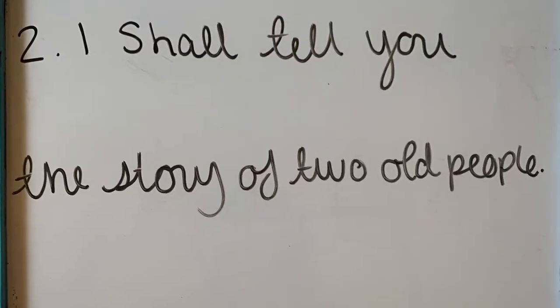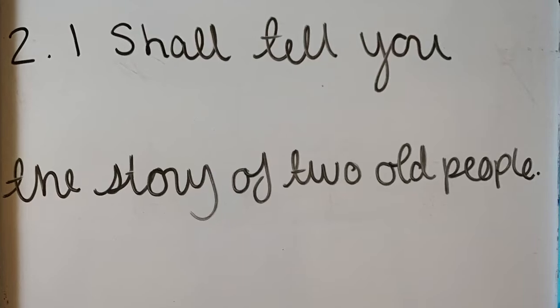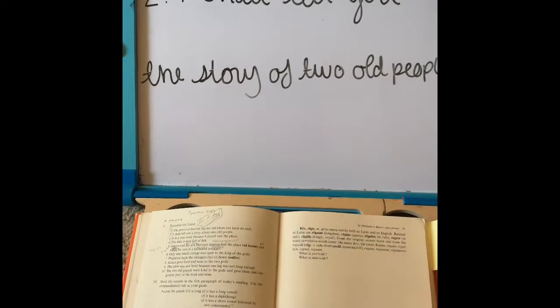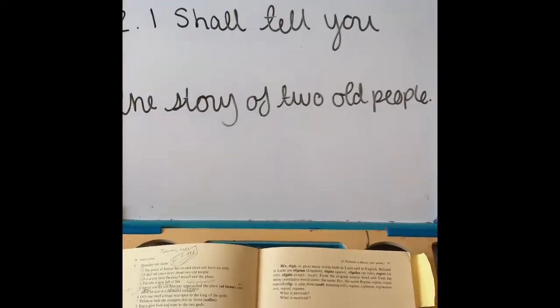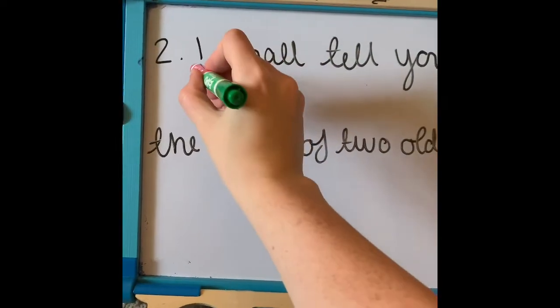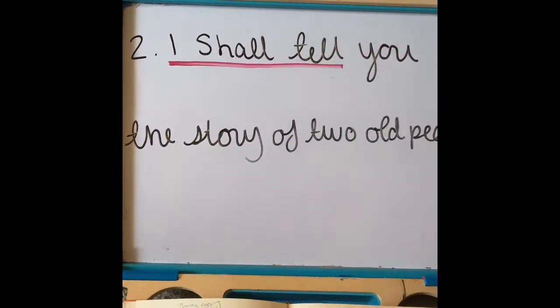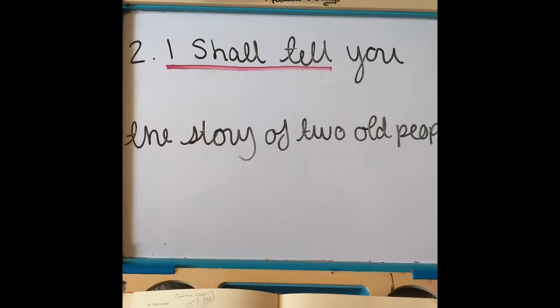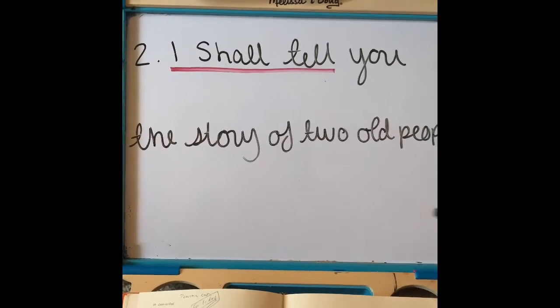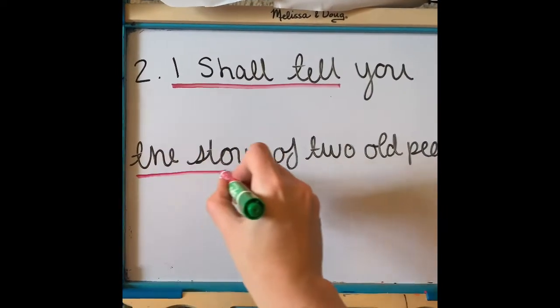Each time when we start, I'm going to put the sentence up first in Latin, but of course, follow along with your book. So number 2, that's what we're starting with. First, as we always do, find the verb. So I shall tell, that's our verb. Find the verb first, just like when we're doing English into Latin. It's always helpful. Then what's the object?